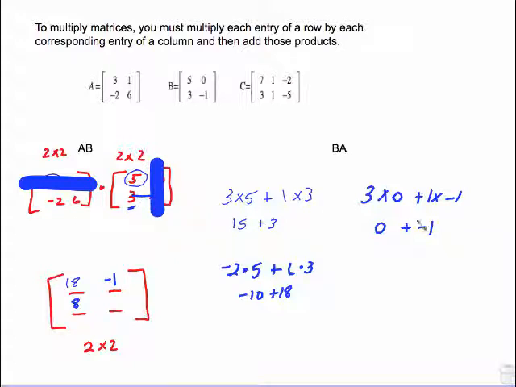Slide your cover over here, and you are now doing second row times second column. -2 times 0 plus 6 times -1. That is a -1. It got covered up by that blue a little bit. So that is the first thing in the row times the first thing in the column plus the second thing in the row times the second thing in the column. So that is 0 minus 6, which gives you -6.